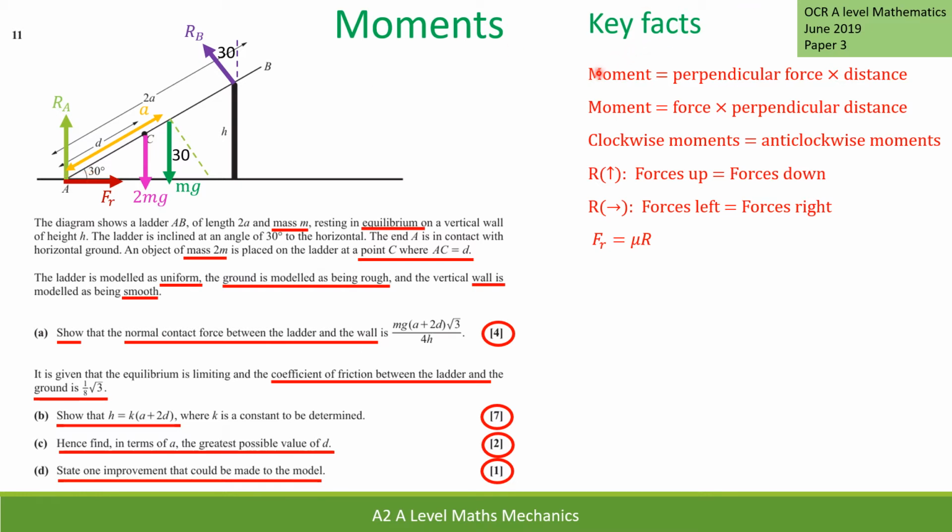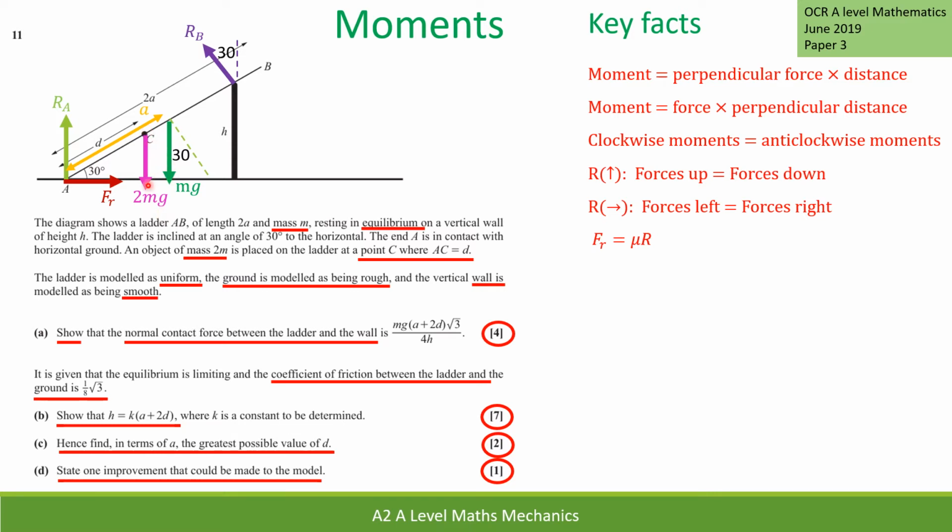We're going to use the top formula here, the perpendicular force times the distance. So if I go clockwise, the way the clock goes round, I've got two forces going clockwise. This pink one here, the 2 mg, and the green one here, the mg. So my 2 mg is acting at an angle of 30 degrees. So my perpendicular force is going to be 2 mg. My angle here is 30 degrees.